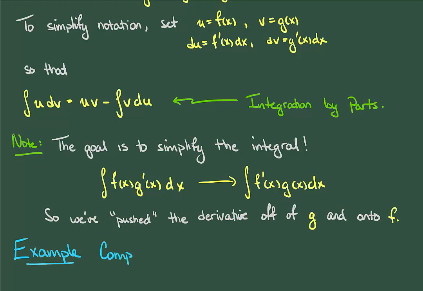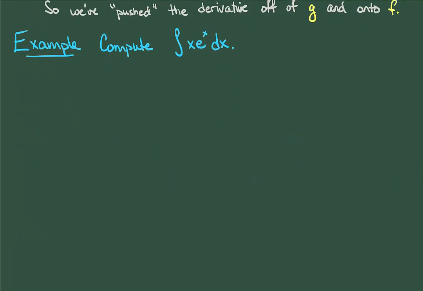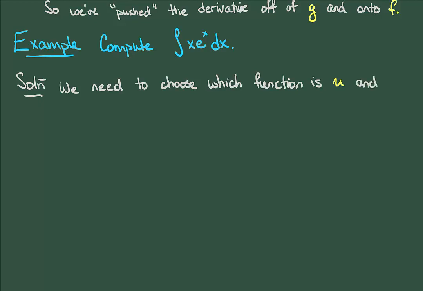Okay, to see this at work, let's integrate x e to the x. To apply our formula, the first thing we need to do is figure out which function should be u and which should be dv. There's often only one correct way to do this, but I'm going to do it both ways so that you can see what happens if you choose incorrectly.